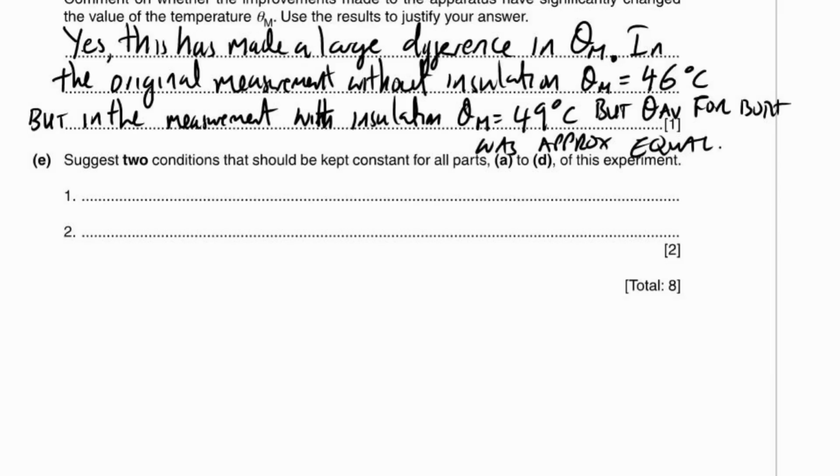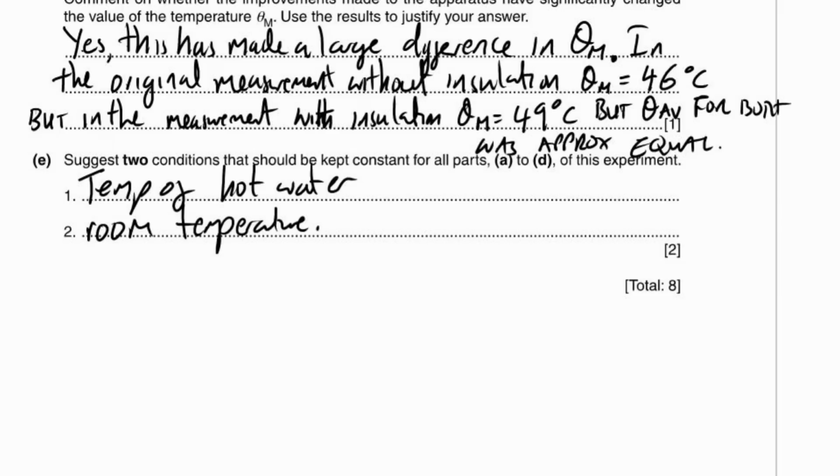E suggests two conditions that should be kept constant for all parts A to D for this experiment. Well, I think the temperature of the hot water, probably the temperature of the cold water, and room temperature would be three things there. So there we go. Temperature of the hot water is for number one, and second one, the room temperature. If there was three, I would also put the temperature of the cold water. There we go.